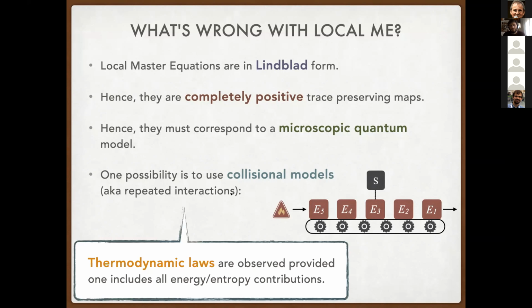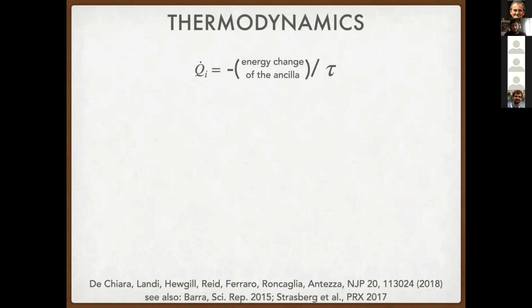Part of this talk, I'm going to show you that the thermodynamic laws are obeyed, provided that all energy and entropy contributions are taken into account. In particular, the heat current from bath i can be simply calculated as the energy change of the ancilla before and after the collision, divided by the interaction time tau.